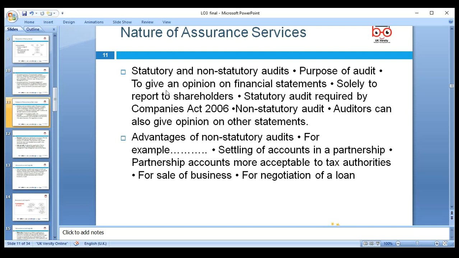Advantages of non-statutory audit, for example: partnership accounts are more acceptable to the tax authority, and it helps in the sale of a business and in negotiation on a loan. So all these can be advantages.